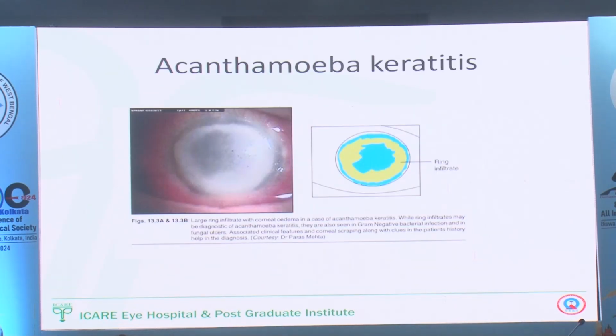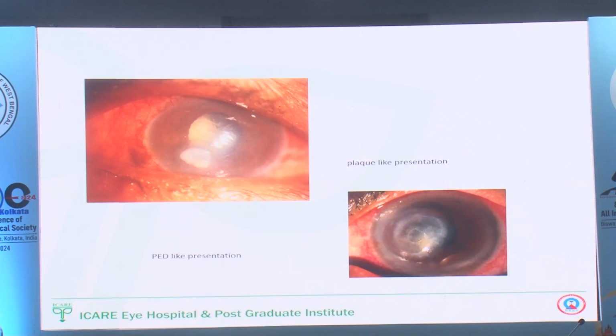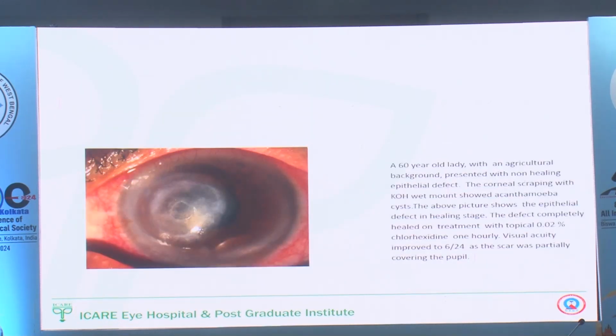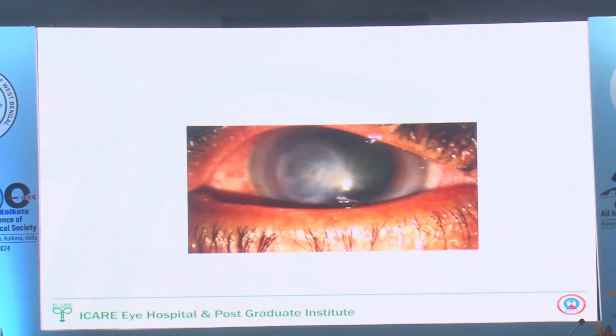Acanthamoeba keratitis, this is courtesy Dr. Paras. This is a ring infiltrate, appears in a pretty late stage. It could be a plaque-like presentation. It could be a persistent epithelial defect like that in this lady with an agricultural background. Scraping showed Acanthamoeba cyst, and you can see that there is peripherally a healing edge, and though there was a lot of scarring on healing, the patient did recover some amount of visual acuity.